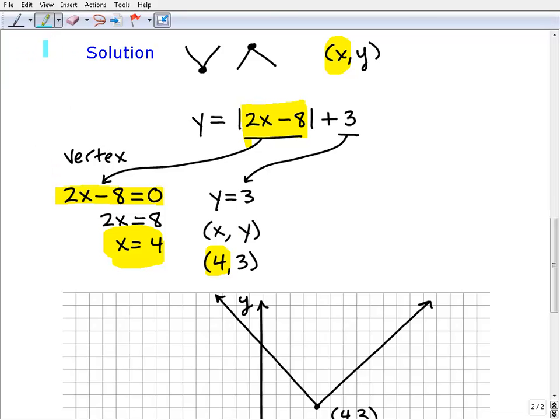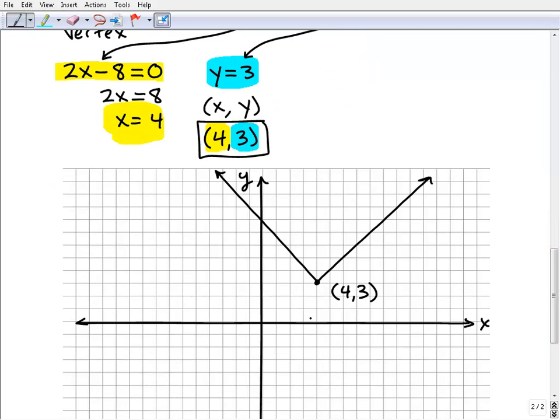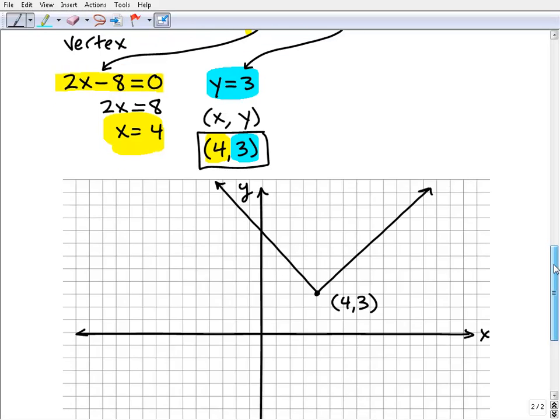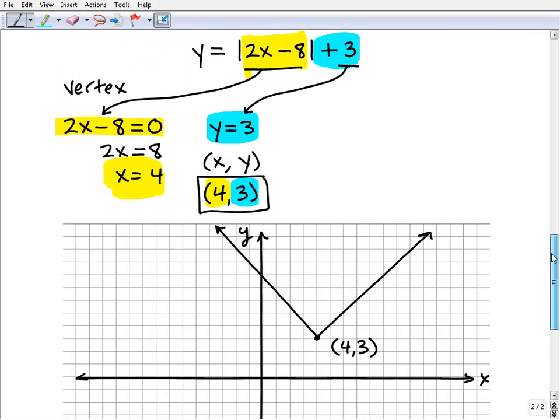The y coordinate of the vertex is simply going to be the number that is added or subtracted on to the absolute value part of the equation. In this case, y equals 3. So our vertex is located at the point 4, comma 3. That's going to be the tip of our V. So you can see here we have the point 4, 3 on the graph. And if you notice, it's an upward shaped V.